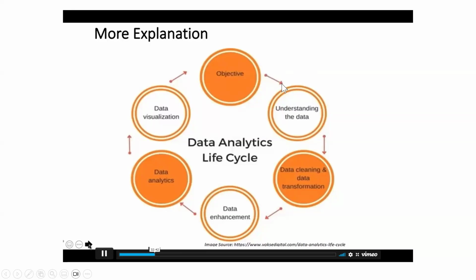It's not written in stone. It could be that you have moved from objective to understanding the data, and then you are cleaning the data and you find that, okay, I need more understanding. You can always go back. So you can always move to and fro between steps.